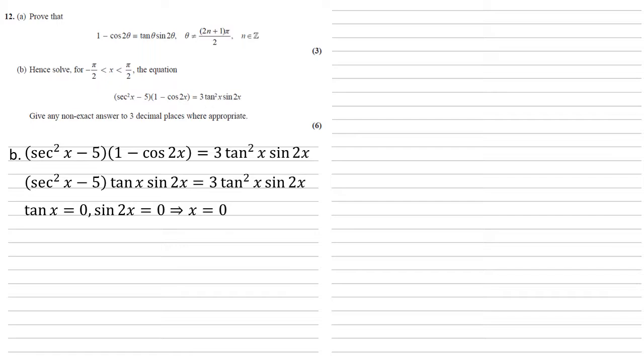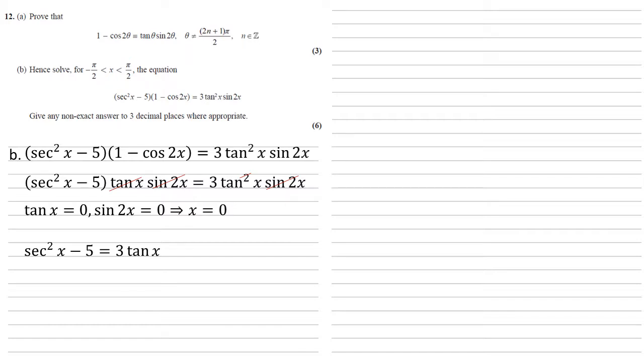Now we've taken that into account, we can cancel them out and do some simplifying. So firstly, we're going to cancel the tan x on the left with one of the tans on the right, and both sine 2x's will cancel each other out, leaving us with sec squared x minus 5 equals 3 tan x.